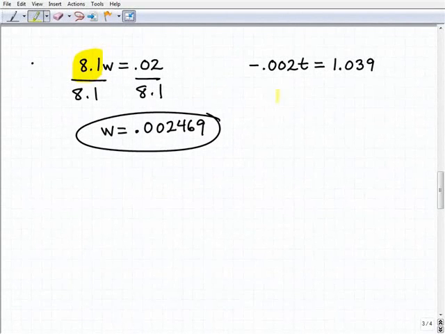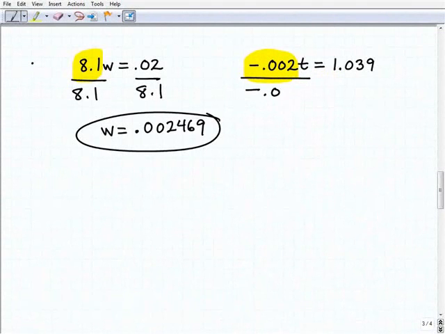All right, our last problem, we have a negative 0.002t equals 1.039. So to get t by itself, I'm going to have to divide both sides of the equation by this negative 0.002. So let's go and write that out. Negative 0.002. Divide that by both sides of the equation.